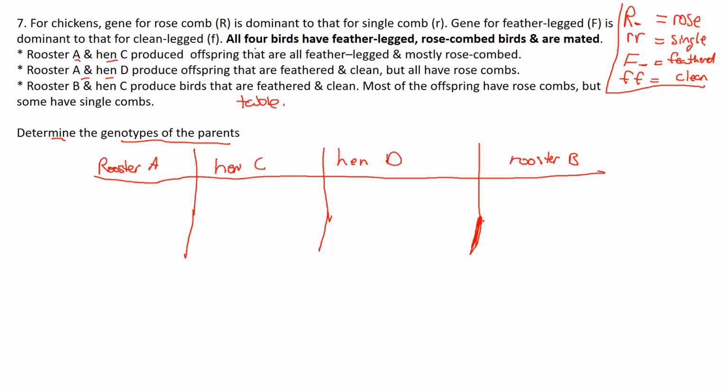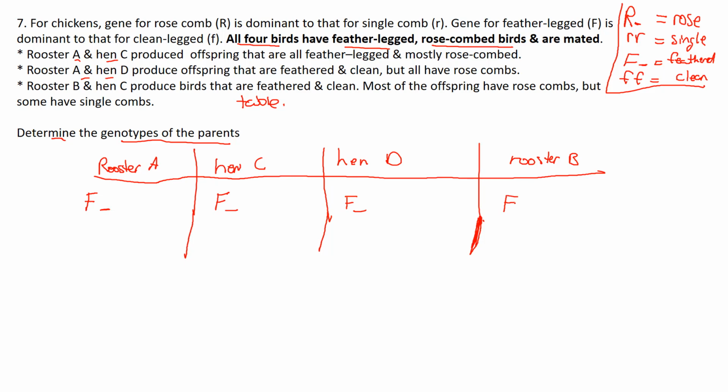Now here it says all, and it's bolded, all 4 birds are feathered leg with rose comb. So all of these 4 birds are feathered. So if they're feathered, they must have a capital F. We don't know what their other allele is at this point. All of them, because it's saying they're all feathered.